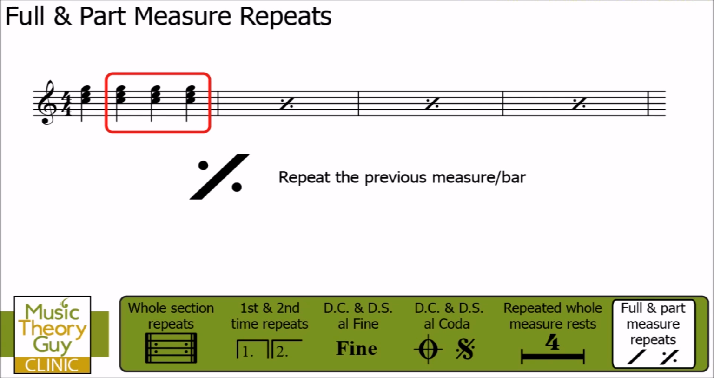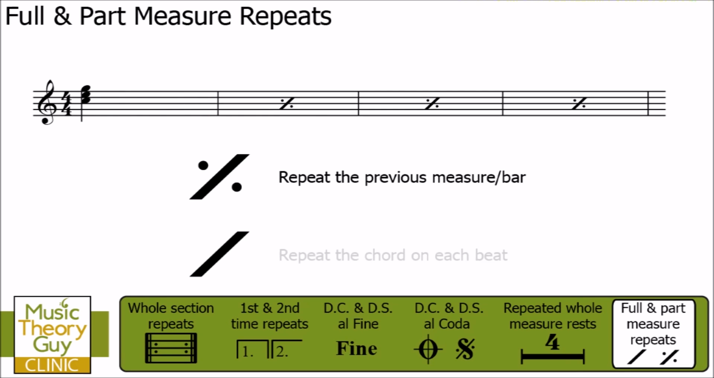These 3 chords at the end of the first bar or measure are exactly the same as the first chord in the bar or measure. So what we can do, we can use this symbol. Now this symbol means repeat the chord on each beat. So in that first bar, we've got that first chord, and we've got that symbol on each of the remaining 3 beats of that bar, and it basically means play exactly the same chord from that first beat onto beats 2, 3 and 4.